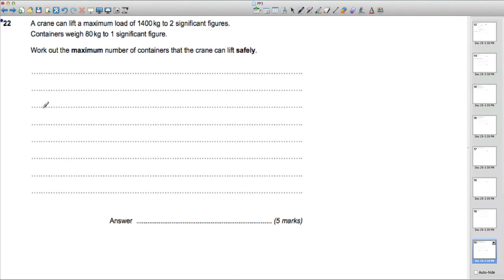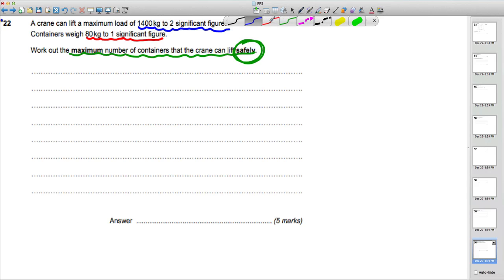Okay, the next question. A crane can lift a maximum load of 1,400 kilograms to two significant figures. Containers weigh 80 kilograms to one significant figure. Work out the maximum number of containers that a crane can safely lift. And the key word there is safely. First thing, you know this is an upper and lower bounds question. So talk about the crane's lift first.